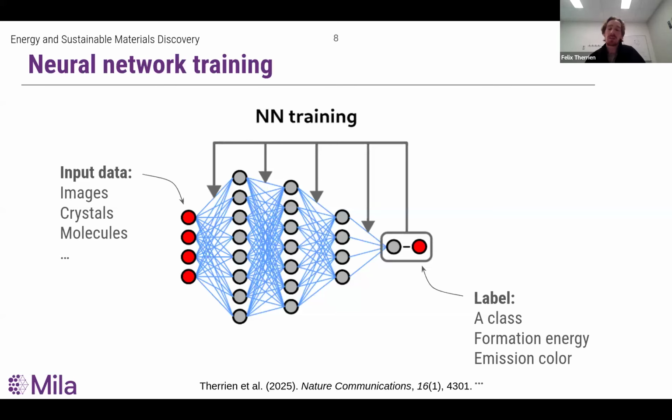But for crystals, formation energy is a pretty typical property. A lot of MLIPs are trained on formation energy. So that's why I put it here, but really it could be anything. The labels could be theoretical, the labels could be experimental. The labels could even be from other machine learning models.